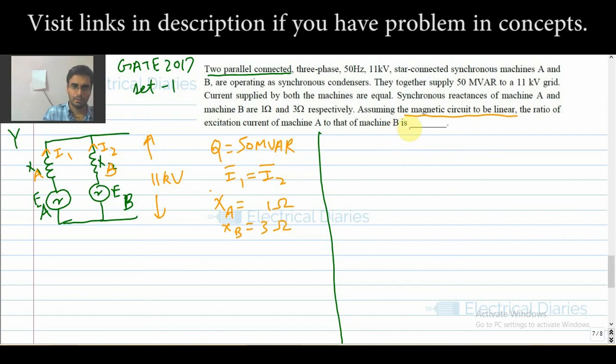I hope you know that this EA or EB is also known as the excitation voltage. It's given that the magnetic circuit is linear, and we have to find the excitation current of machine A to machine B. What this statement means is that E is directly proportional to the excitation current, which I will denote by I field. So EA by EB is equal to IA by IB.